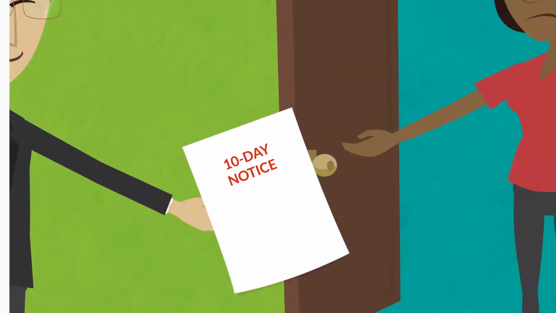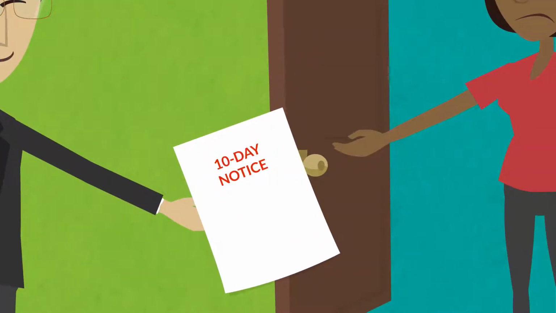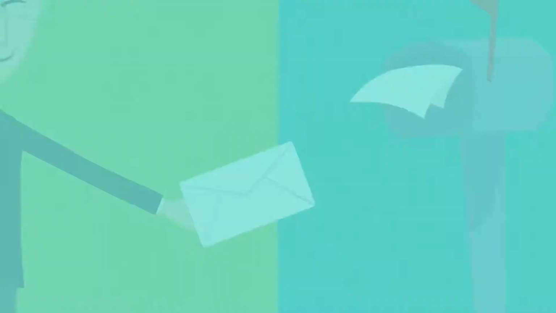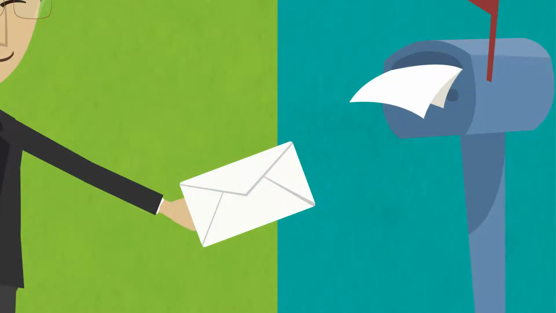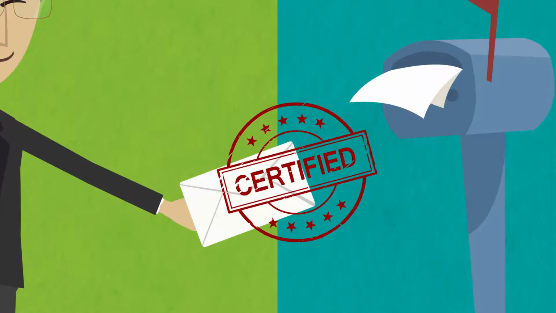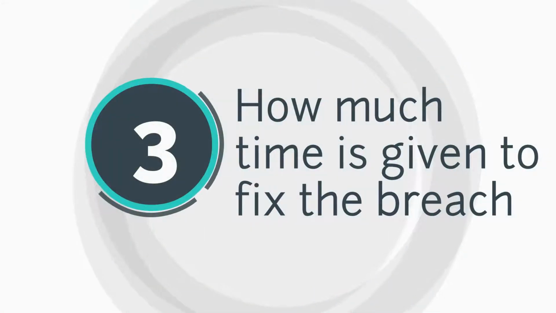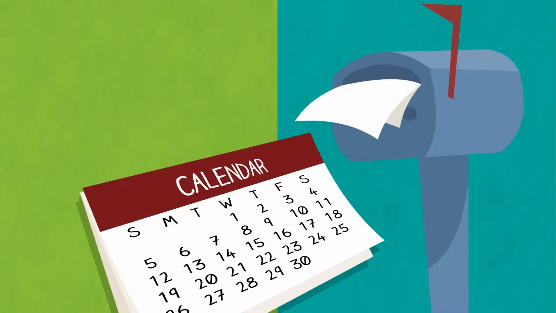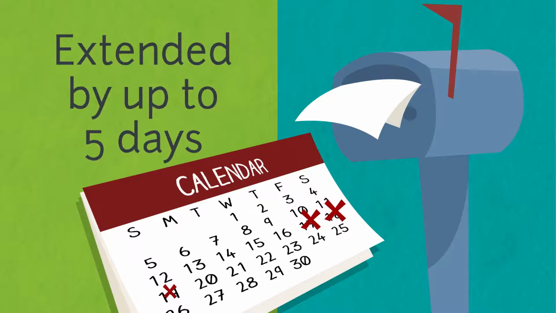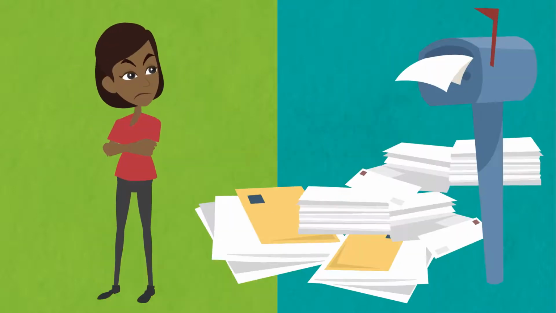The landlord must deliver the notice to the tenant by handing it to someone there. Alternately, the landlord may deliver the notice by mailing it certified or registered mail. The third requirement concerns how much time is given to the tenant to fix the breach. If the notice is sent by mail, the time to fix the issue is extended by up to 5 days, even if the tenant doesn't pick up the certified letter.